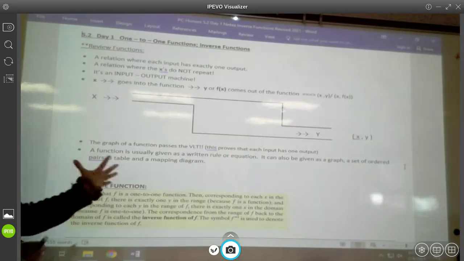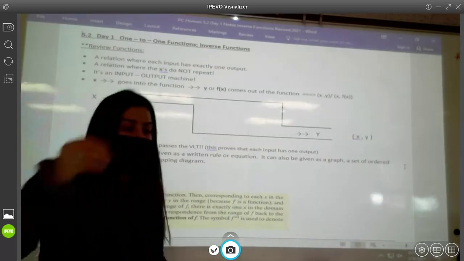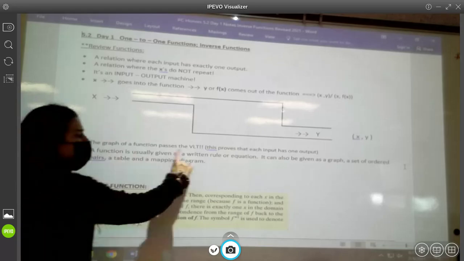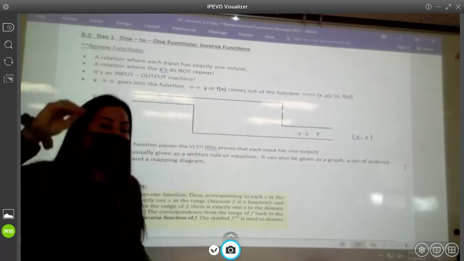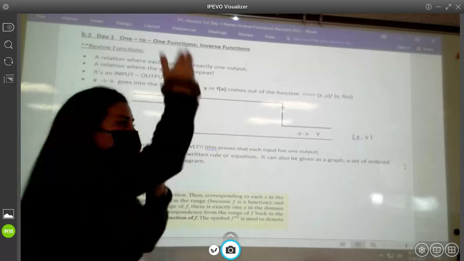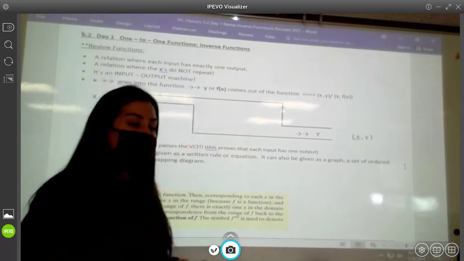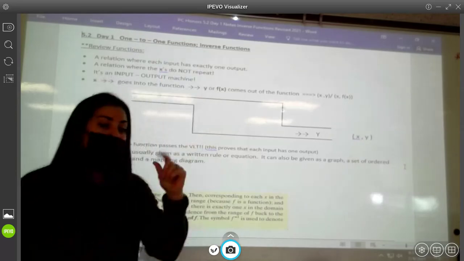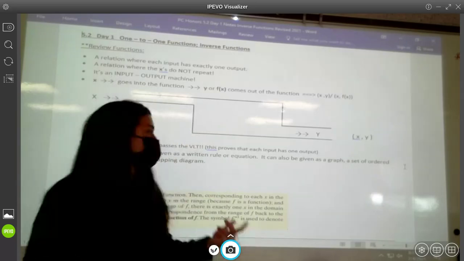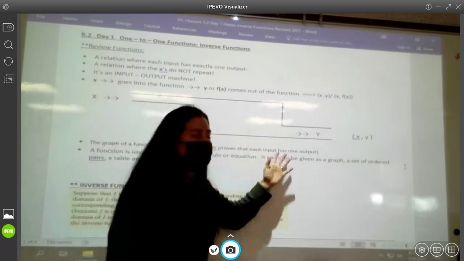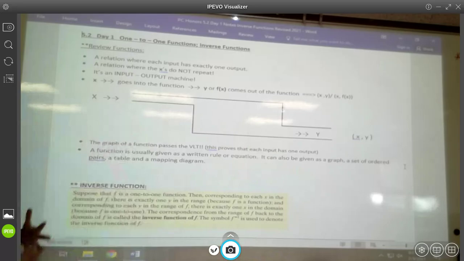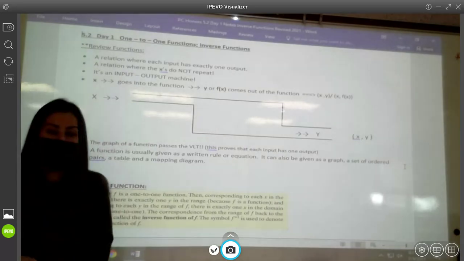Because the x's don't repeat, the graph of a function will always pass the VLT, the vertical line test. If you can draw a vertical line anywhere over that graph and it only touches that graph at one point at a time, that means it's a function. That test is proving that the x's didn't repeat. It's proving that each input only had one output.